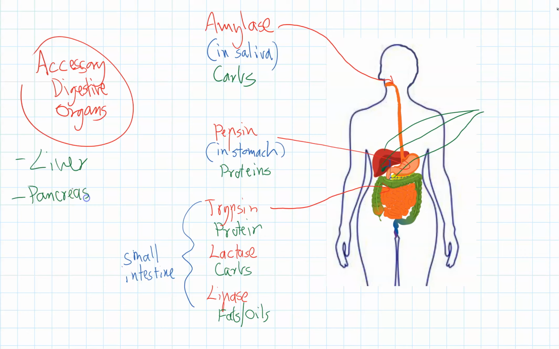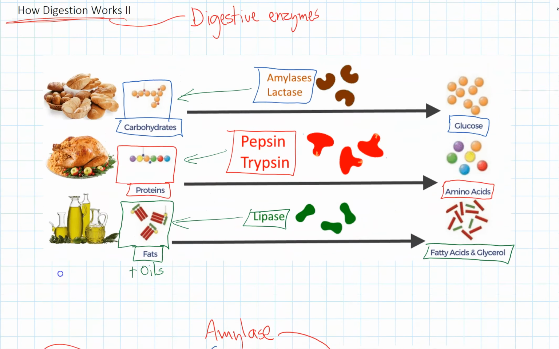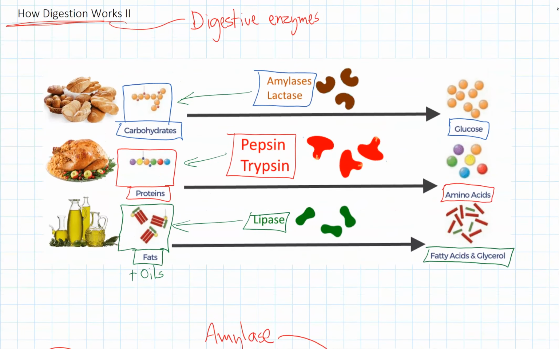that are making lots and lots of these enzymes, and they're constantly pushing them into the stomach and the small intestine so that all this chemical digestion can happen using these enzymes. Alright, so that's the final detail we need to know: how each different type of food gets digested by its different specific enzymes.